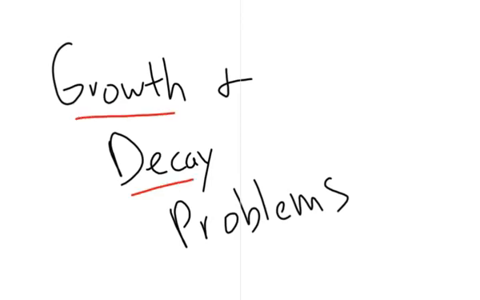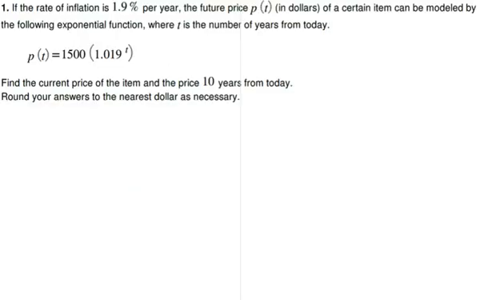All right, students, we are looking at growth and decay problems. We're going to look at, I think, about anywhere 5, 6, 7, maybe even 8 or 9 different problem types. All right, so let's get after it.